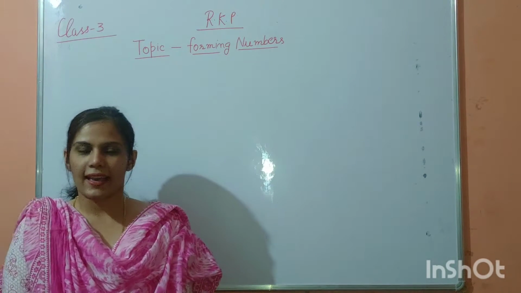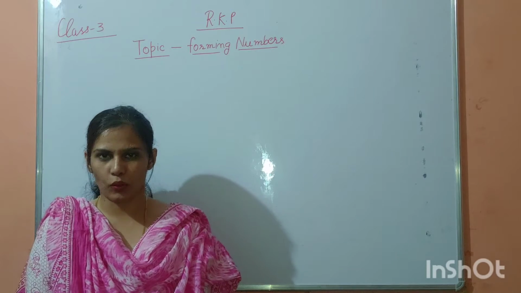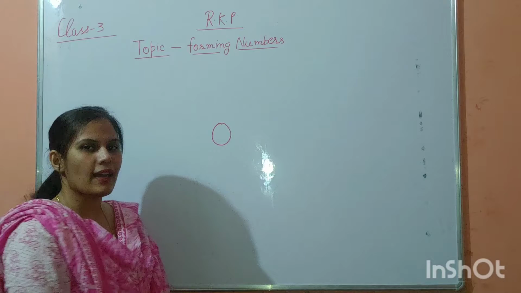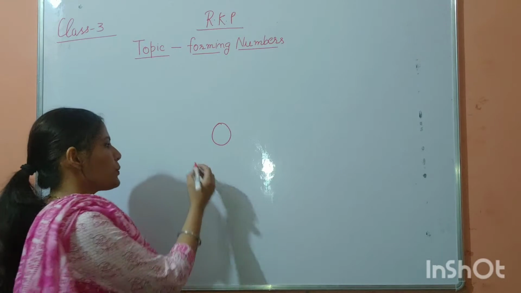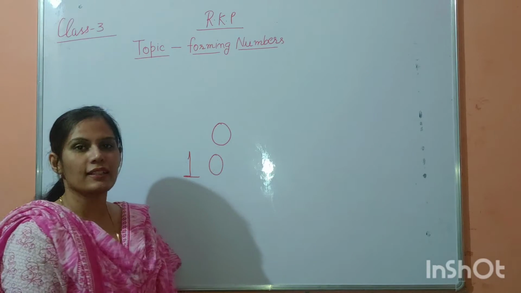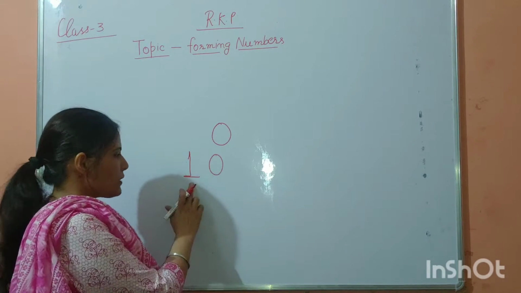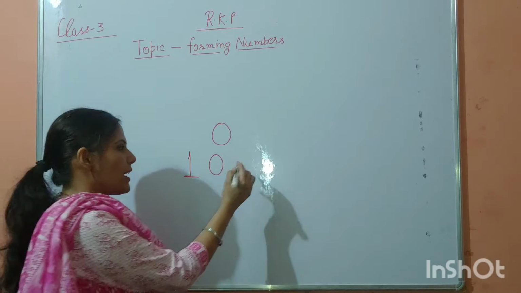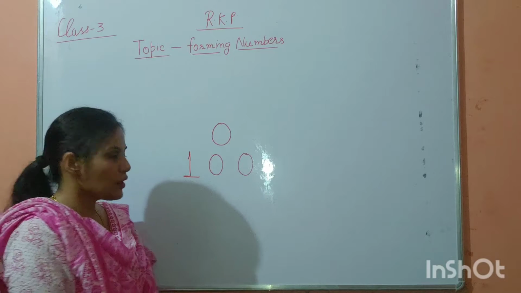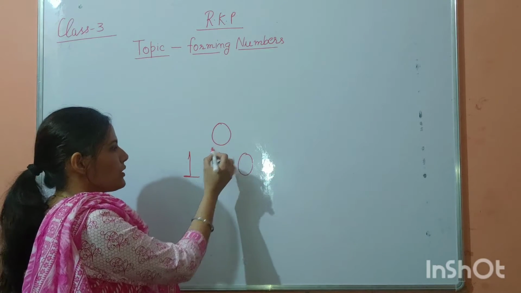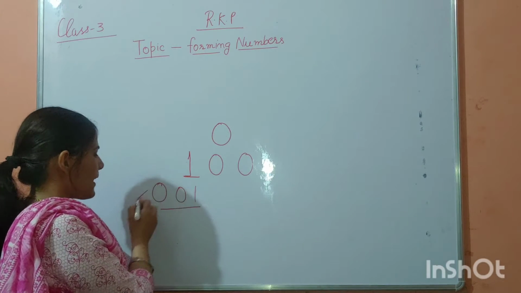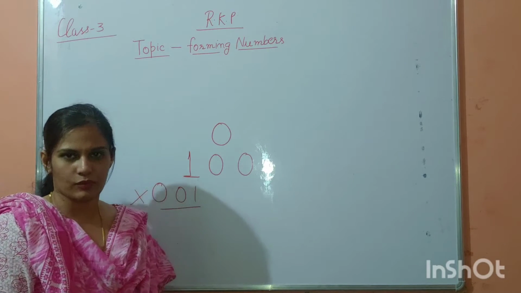So students, as we have watched the story, 0 alone has no value. But when it comes behind any number, its value changes. Means what it becomes? 10, and when you put another 0, what does it become? 100. Okay? So never put 0 before any number because it has no value.